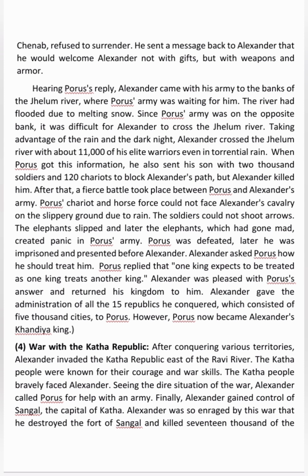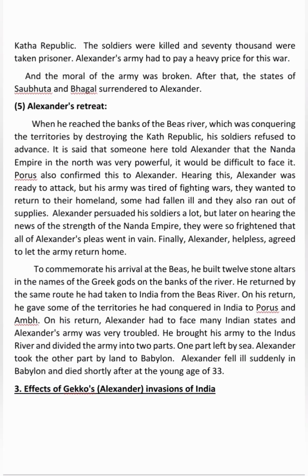Alexander was so enraged by this war that he destroyed the port of Sangal and killed 17,000 of the Kut Republic's soldiers, and 70,000 were taken prisoner. Alexander's army had to pay a heavy price for this war, and the morale of the army was broken. After that, the states of Sobhuta and Baghal surrendered to Alexander.